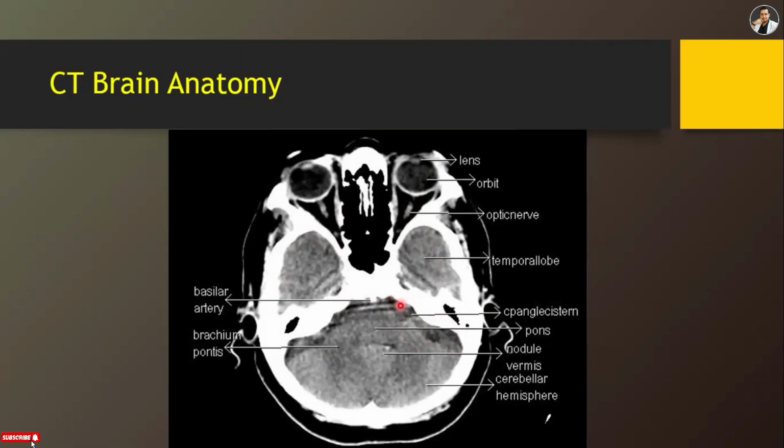Sometimes, in the CP angles there is a tumor. Then, the pons, or the brain's pons. Then, the vermis of the cerebellum.